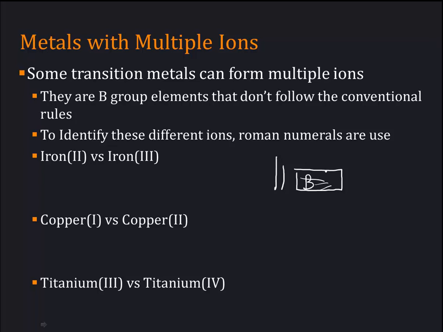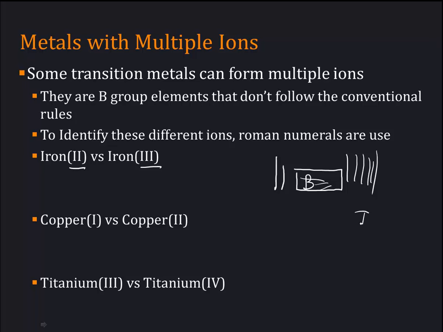Some of them have multiple ions. They can be in 2 or 3 or 4 different charges. So we're going to look at a couple of those just so you can deal with them. And then, of course, the rest of the A group follows the rest of the rules. Alright, so if we have some B group elements that don't follow the conventional rules, we use these Roman numerals to identify them.